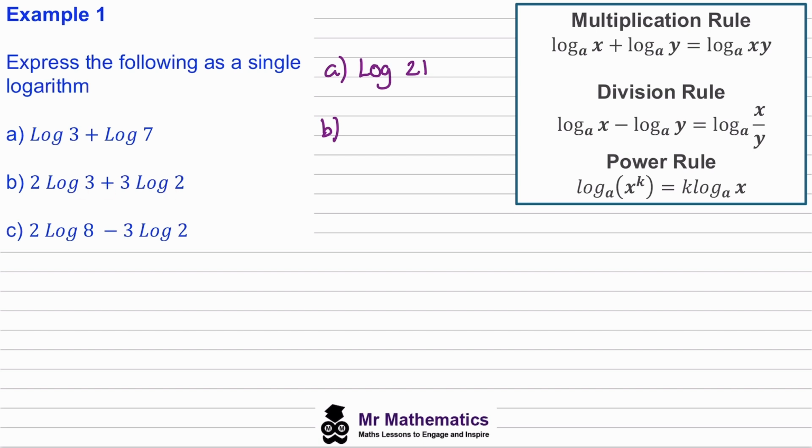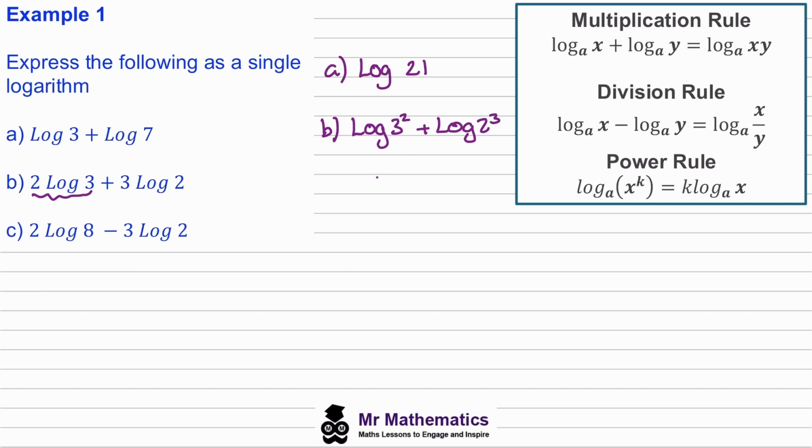Part B, you can see we can apply the multiplication rule again, because it has the same bases, but we can also apply the power rule, where this 2 would be the k, and then we can bring this up to our power here. So you can see that on the left hand side. This would become the log of 3 squared. And then for 3 log 2, we will do the power rule to bring the 3 up to here to make it 2 cubed. So we get log of 2 cubed.